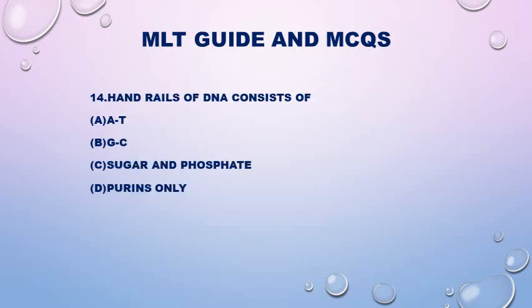14. Handrails of DNA consist of options A. AT, B. GC, C. Sugar and phosphate, D. Purines only. And the answer is C. Sugar and phosphate.